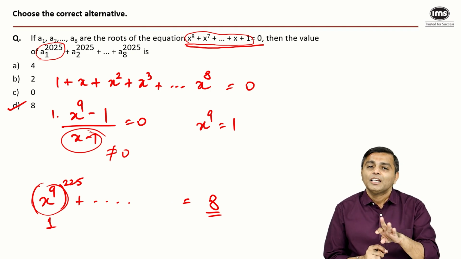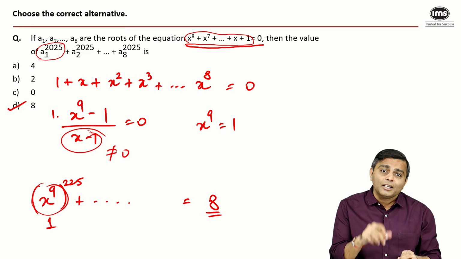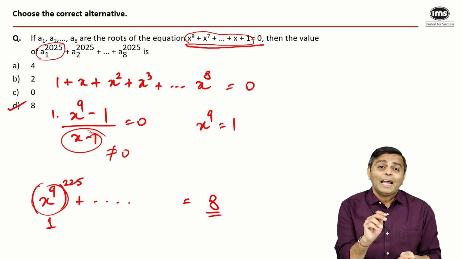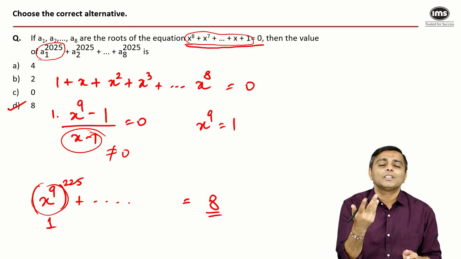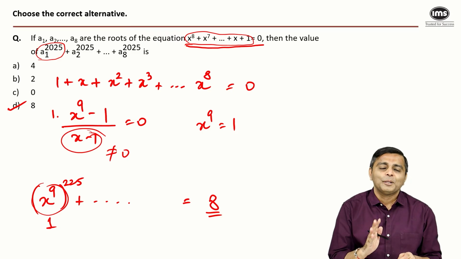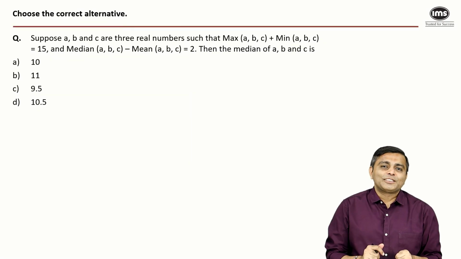For me, I think the breakthrough in the question came when I was able to think of this as a GP. Once I think of it as a GP and I understand that x raised to 9 is 1, and instead of x we can put the roots, then the question becomes very, very manageable. Moving on to the next question.